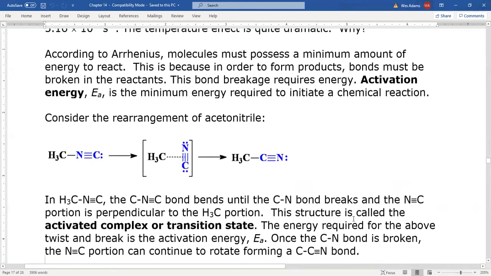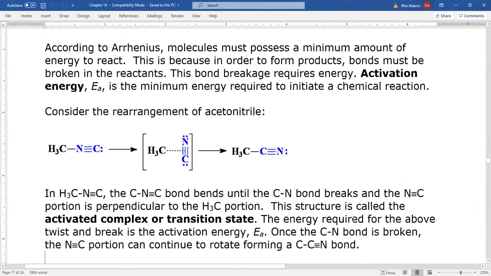So in our case, the CH3NC, that bond tends to bend until it breaks, and then you get the nitrogen-carbon triple bond portion perpendicular. We call that, again, the activated complex or the transition state. That energy required for that rotation and bond breakage is the activation energy. Once that bond is broken, it can continue to rotate to reform a carbon-carbon bond, or it can go back to the original.